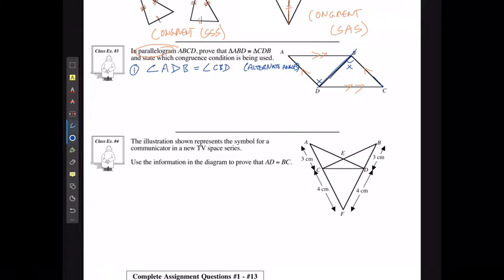What else do I know? I know that angle ABD, A to B to D, let's call this Y, is equal to the angle created going from C to D to B, also because they are alternate angles.